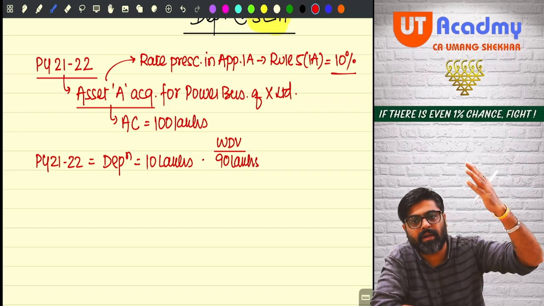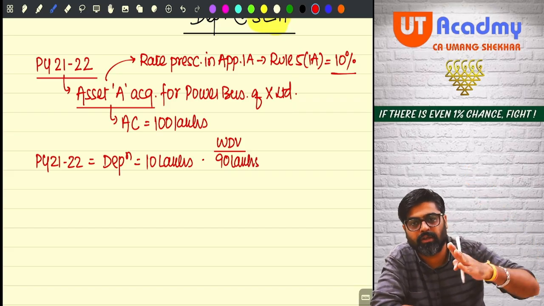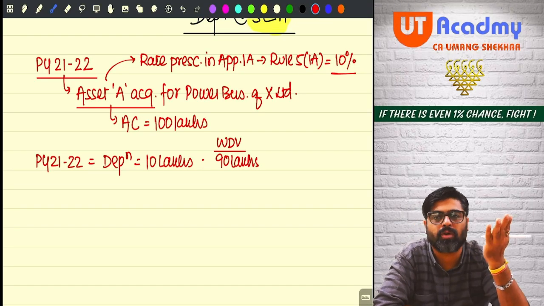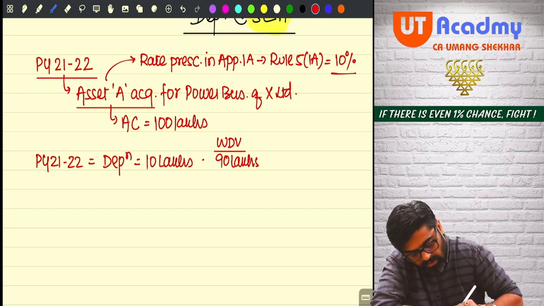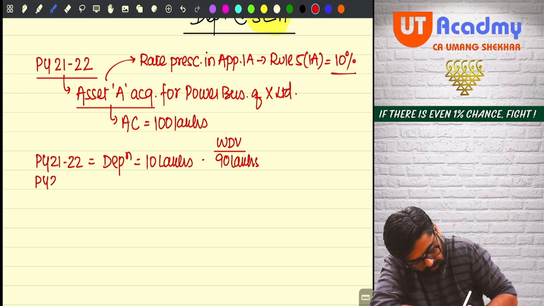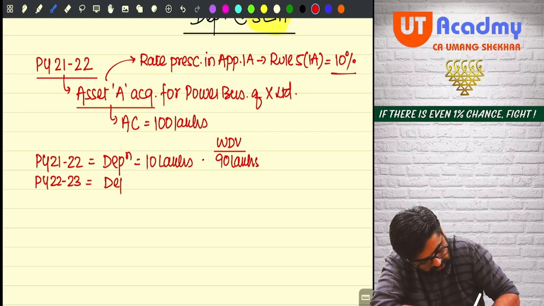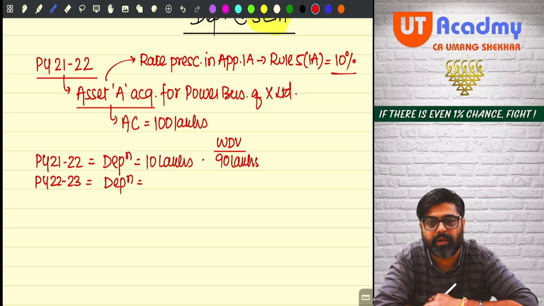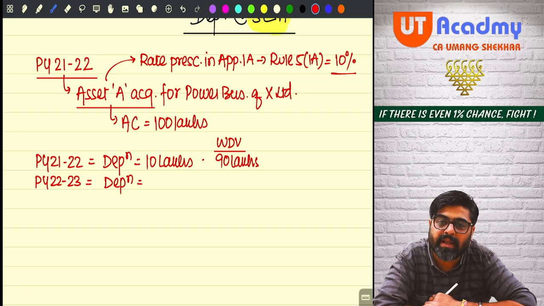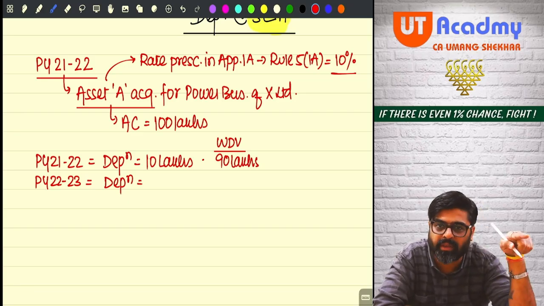Because out of 100 lakhs cost, 10 lakh cost is claimed as depreciation. So how much cost still remains? 90 lakhs. That is nothing but the WDV. Yes or no? In the previous year 22-23, again the depreciation will be calculated at what rate? Again 10%. But this 10% has to be applied on the actual cost and not the WDV.